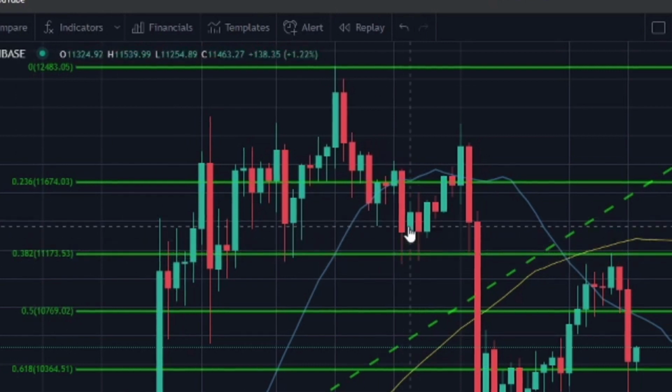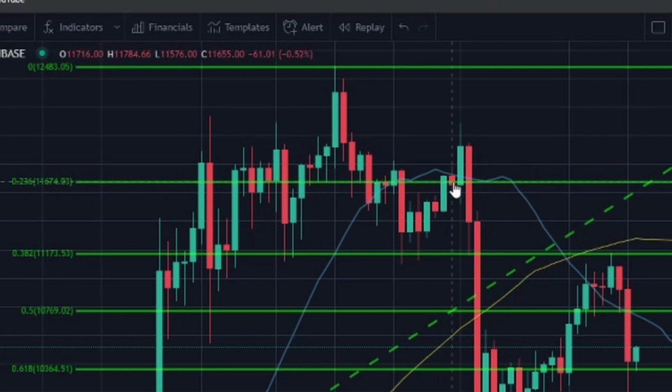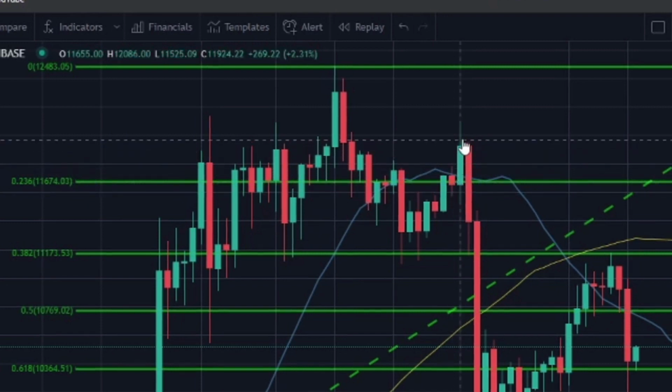So that made the price go right back up, and as it hit the 23.6% zone again, we had a little bit more price action here. You see how this was kind of indecisive, it kind of bounced back, and then we were able to violate it and go up.